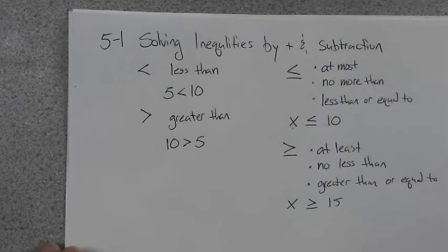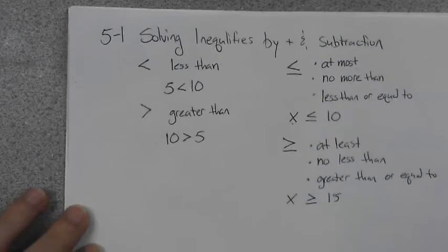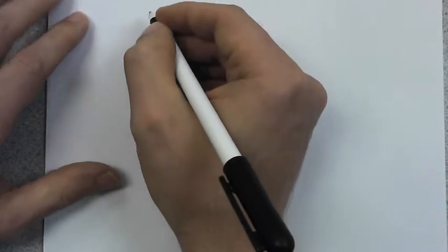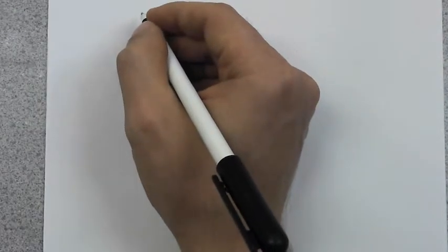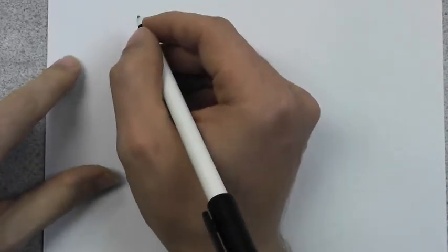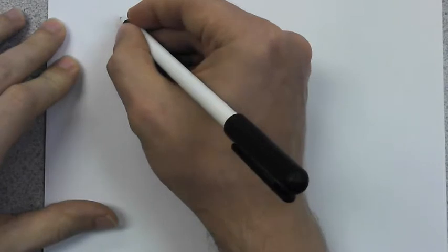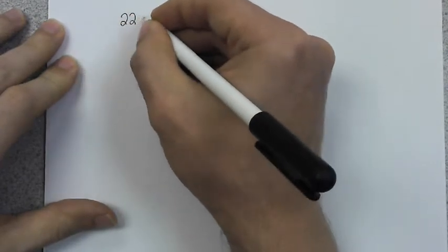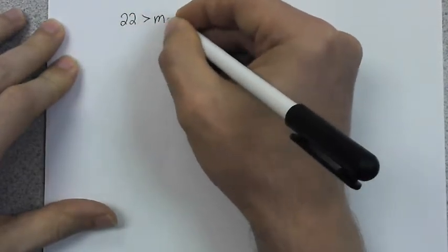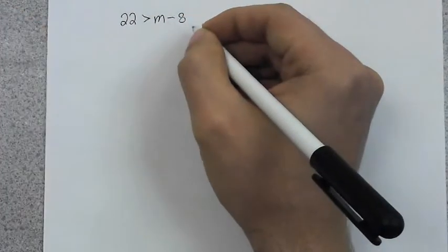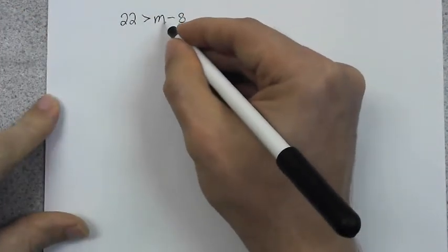Alright, so now that we have that out of the way, let's take a look at the problems we're going to get and what we're going to do with them. Basically, we are going to get inequalities, and they're going to look just like equations, and the fact is, for addition and subtraction inequalities, we solve them just like we solve regular equations. For example, let's say we have 22 greater than m minus 8.